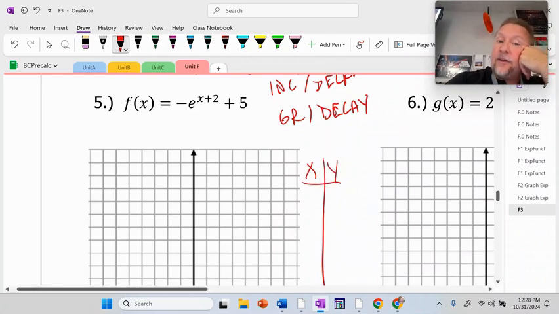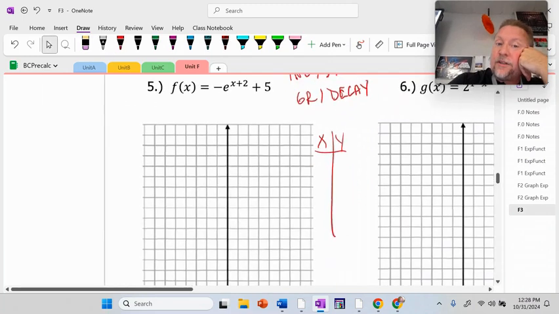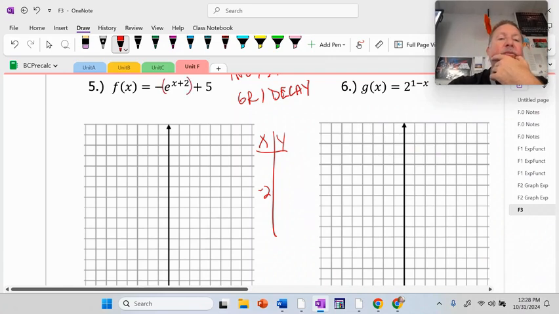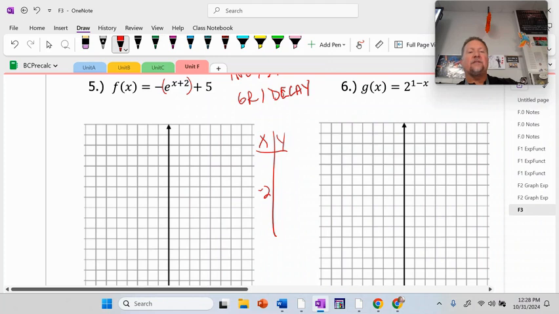I can't get the first value. What am I going to plug in for x first? Come on, 5th hour. Tell me the number that I put right here. -2. Good. You're better than 4th. -2 plus 2. Tell them. Okay. By the way, do this. You really got to think of it this way because -2 plus 2 is 0. E to the 0 is 1, but then it's negative, right? -1 plus 5 is 4.